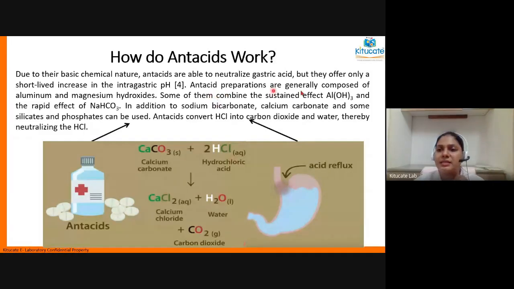The general antacids that we use are composed of aluminium and magnesium hydroxide with addition of sodium bicarbonate. Now, sodium bicarbonate was there in ENO also. Why is it added? Because it gives you instant relief from the burning sensation that you have. Okay, so this is how your antacids work.